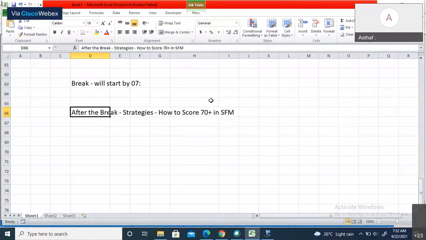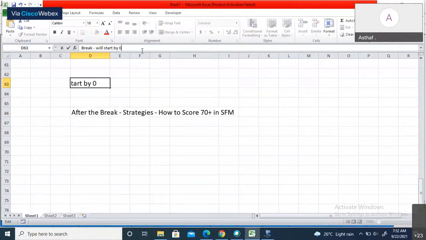Now, after the break, we will go for the strategy on how to score 70 plus in SFM. Now we'll go for the break. We'll start at 8:05. Come on, fast.